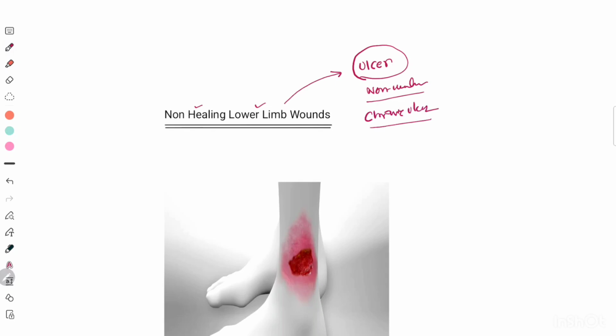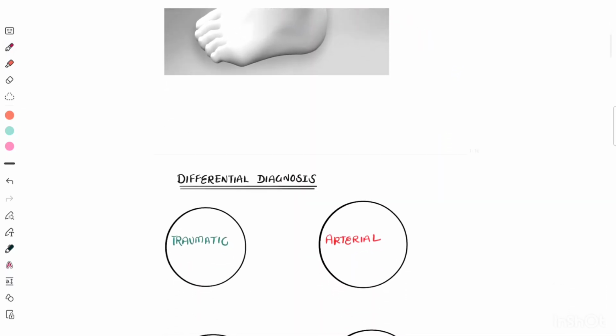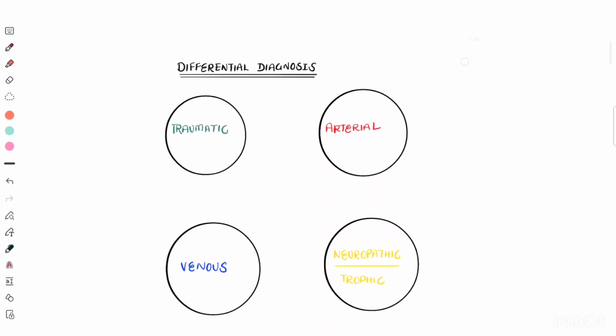So if a patient presented with a non-healing ulcer or wound which is chronic in nature in the OPD, then what can be the differential diagnosis for this patient? Let's discuss one by one. So in ulcer there are different types of ulcer, non-healing ulcer. So first of all, it can be a traumatic ulcer.